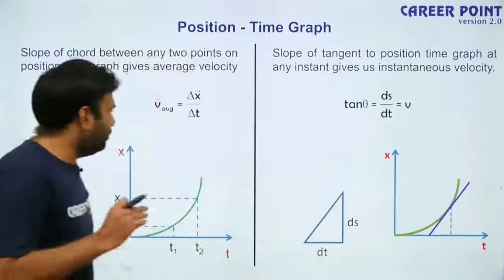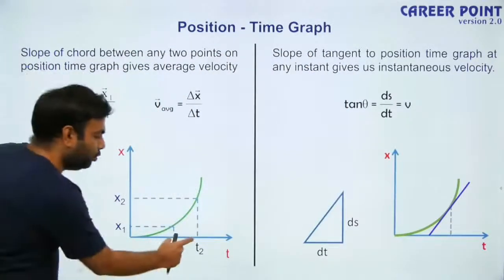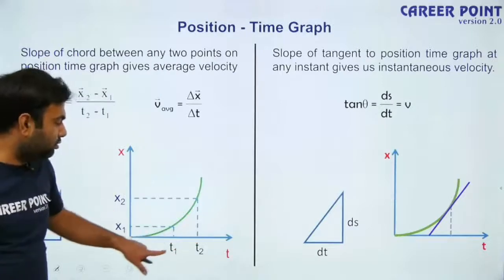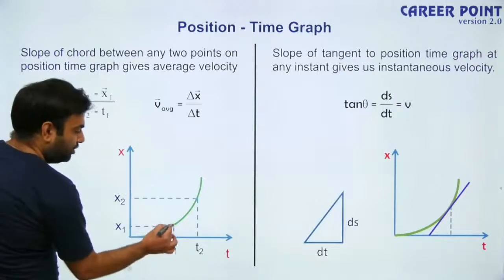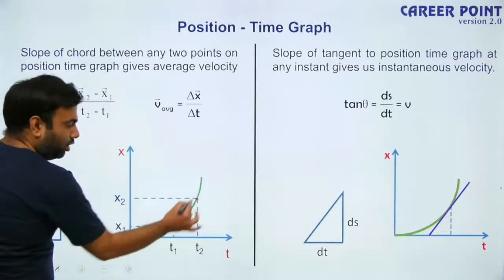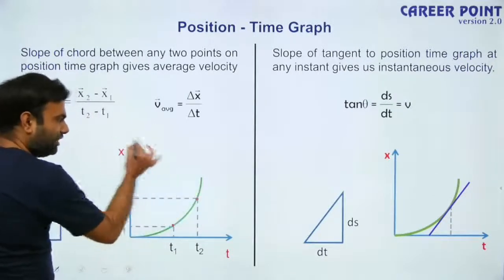If you want average velocity between any two time instances, then what can you do? Just draw the points on the graph. Listen, this is the graph. This is not the path. The path is a straight line.